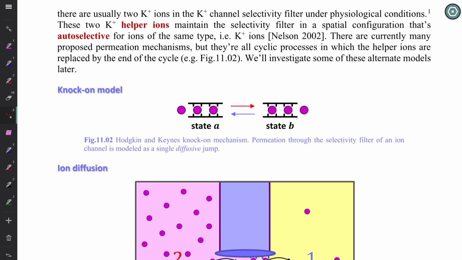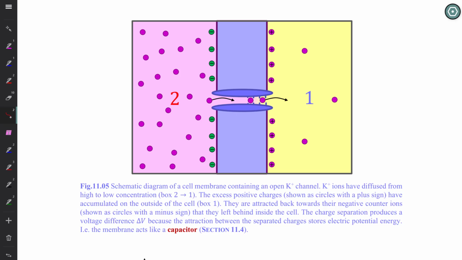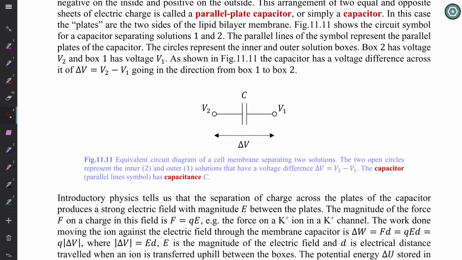The permeation of ions through the selectivity filter of the ion channel occurs through a knock-on mechanism. Because there are more potassium ions on the inside of the cell, they tend to diffuse out of the cell, but then get attracted back towards the negative counterions that they left behind. And hence, the cell membrane acts like a capacitor.